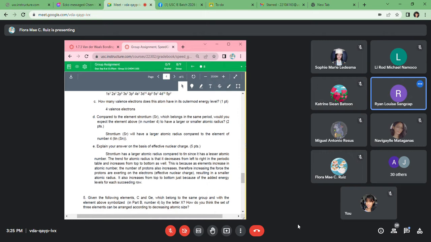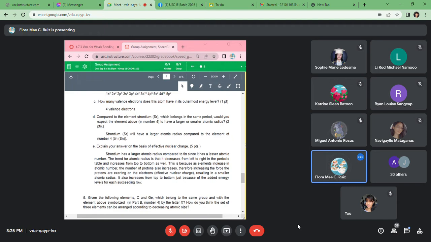This is because as elements increase in atomic number, the number of protons also increases, therefore increasing the force the protons exert on the electrons, the effective nuclear charge, resulting in a smaller atomic radius. It also increases from top to bottom because of the added energy levels for each succeeding row. All right, thank you so much, Ryan. So due to the effective nuclear charge, the pull of your protons on your electrons is stronger, and that makes your electrons closer to the nucleus, which also makes your atomic radius smaller.